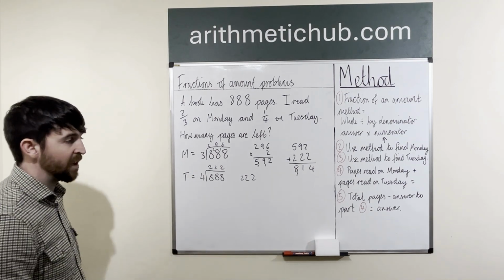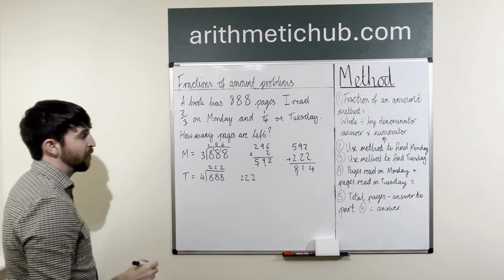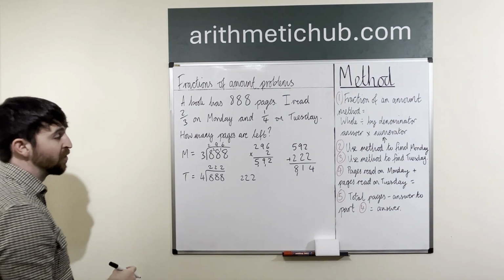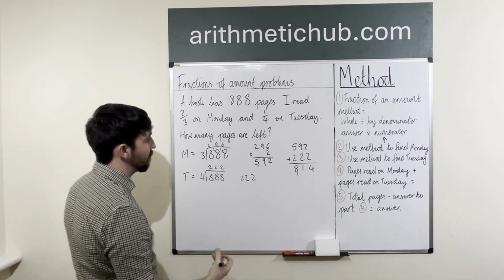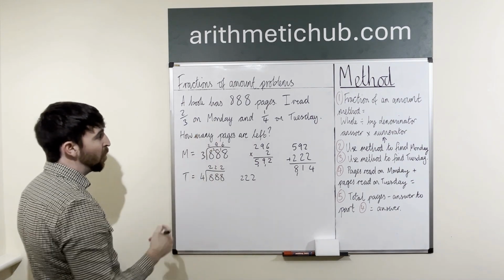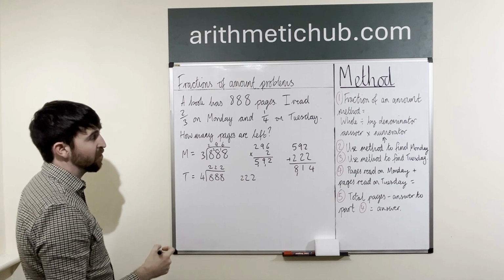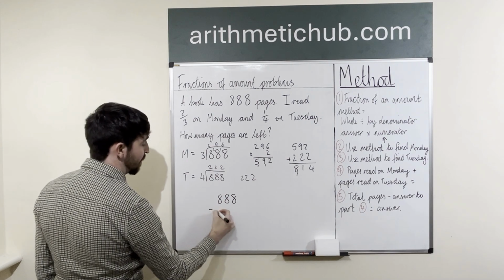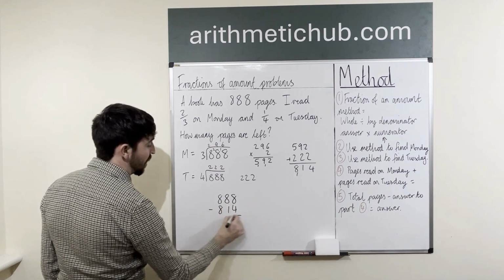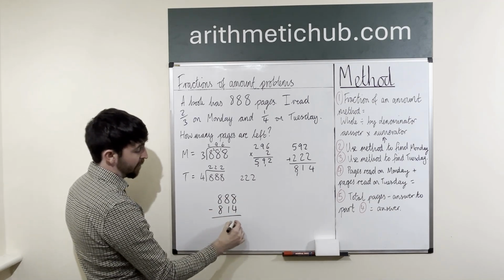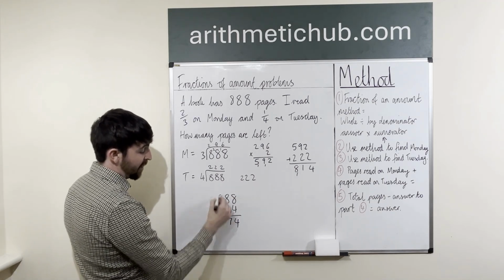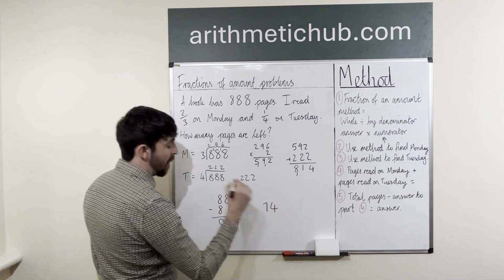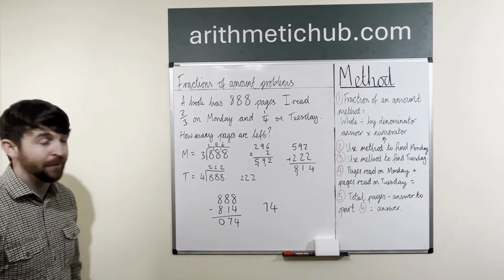Part 5 of my method says the total pages minus my answer to part 4 is going to tell me my final answer. Because what we're looking for is how many pages are left. So on Monday and Tuesday, I've read 814 pages. My book had a total of 888 pages, so to work out how many pages I have left, all I would do is 888 subtract 814. 8 take away 4 is going to give me 4, 8 take away 1 is going to give me 7, 8 take away 8 is going to give me 0, which means in total 74 pages remaining.